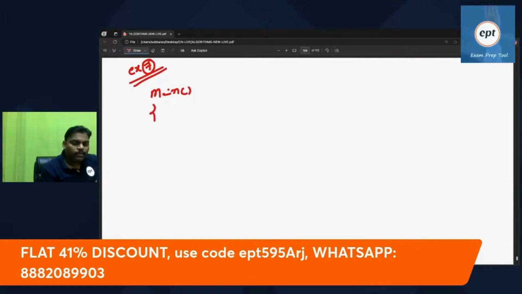Example 7, main. For i is equal to n, i greater than or equal to 1, right? I greater than or equal to 1.